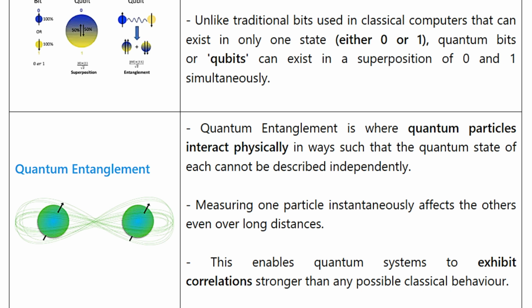Quantum entanglement. Quantum entanglement is where quantum particles interact physically in ways such that the quantum state of each cannot be described independently. Measuring one particle instantaneously affects the others even over long distances. This enables quantum systems to exhibit correlations stronger than any possible classical behavior.